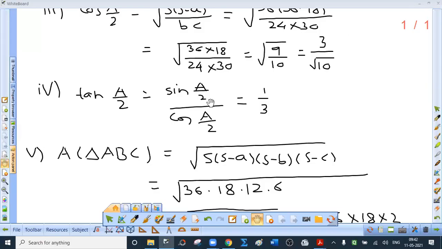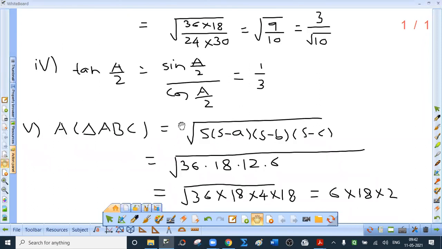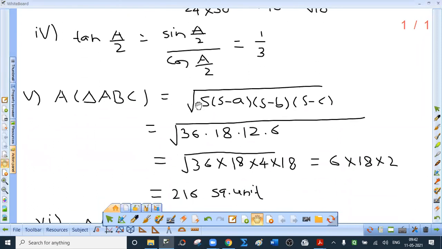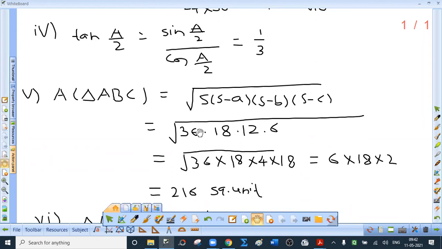Now it is tan A by 2, which is sin A by 2 by cos A by 2. We have obtained both sin and cos, so take the ratio to get 1 by 3. Next part is the area of triangle ABC. Use Heron's formula. Substitute the values to get root of 36 into 18 into 12 into 6.